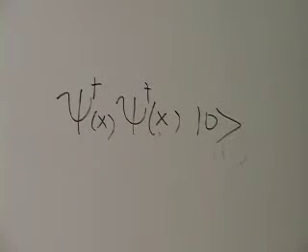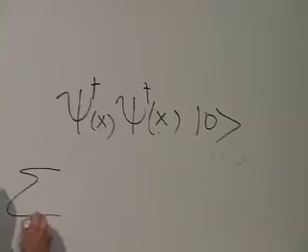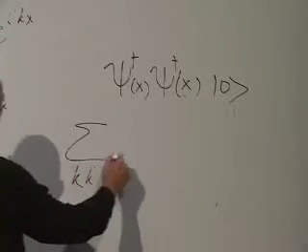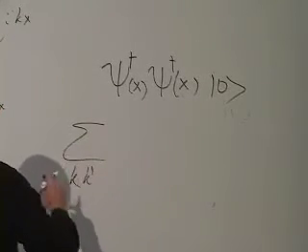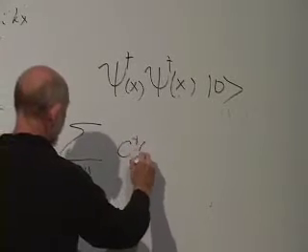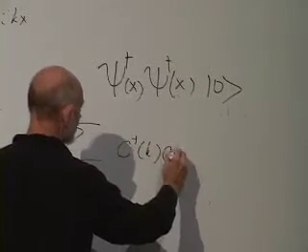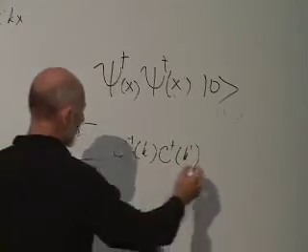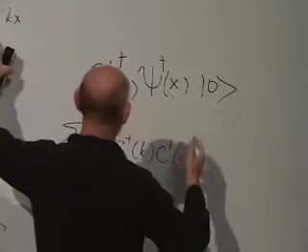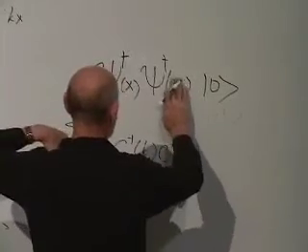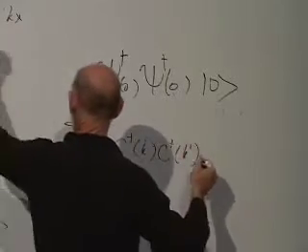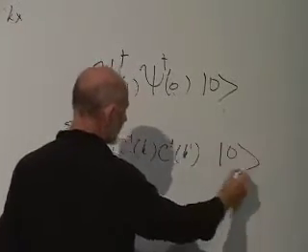Well, let's see what we have. That means we're going to have a sum over k and k prime of c plus of k, c plus of k prime, and then let's do it at the origin. Let's just do it at position 0. Then these e to the i kx's aren't there at 0.